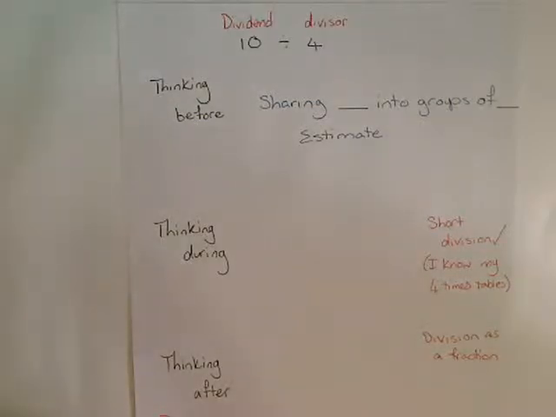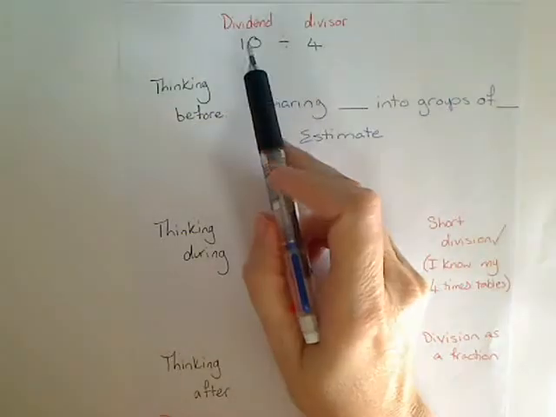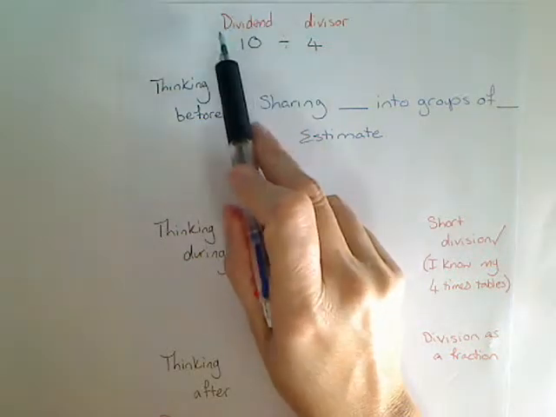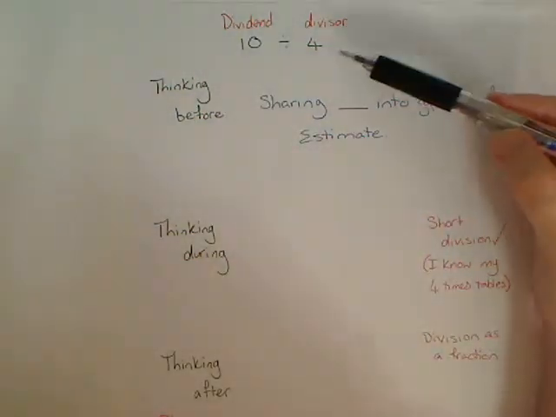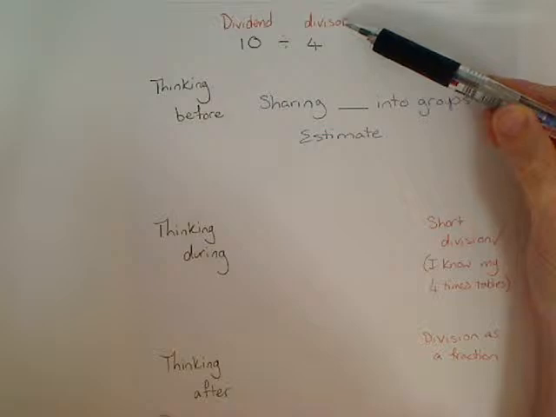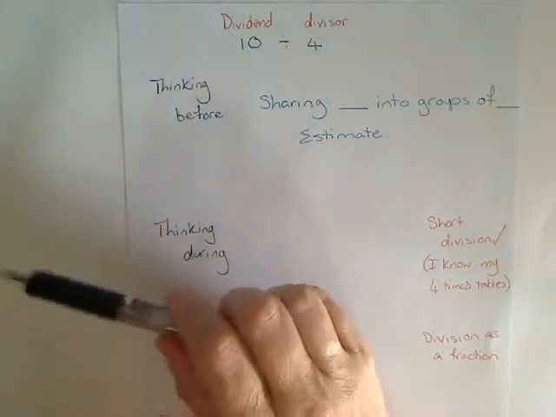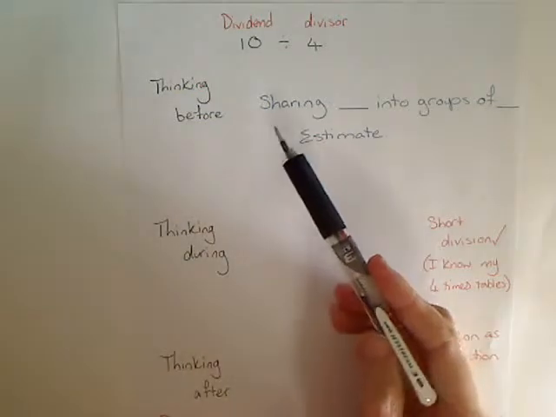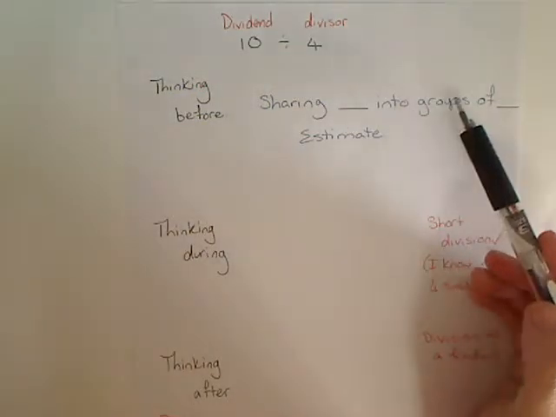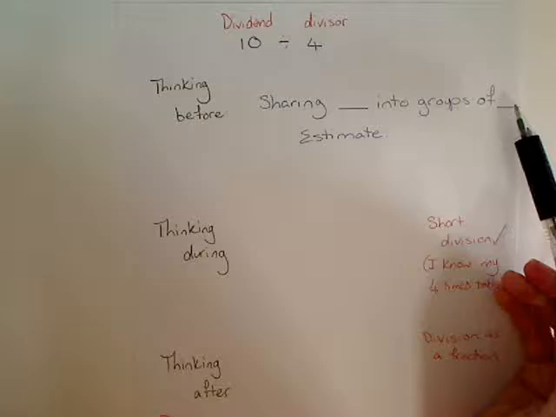Okay, we're into division now. The two words we'll use: the first number we're dividing is called the dividend. The second number is the divisor. So we think of division as sharing equally. The best way is to think of sharing into groups of a particular size.